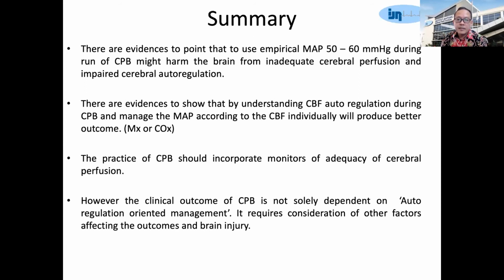Either we can use a mean velocity index or cerebral oximetry index. It depends on our resources and capability. The practice of cardiopulmonary bypass should incorporate monitors of adequacy of cerebral perfusion. However, the clinical outcome of the running of the cardiopulmonary bypass is not solely dependent on the autoregulation oriented management. It requires consideration of other factors affecting the outcome of brain injury as well.